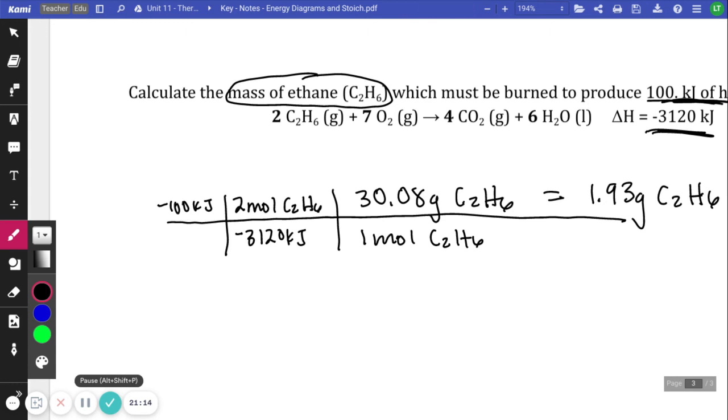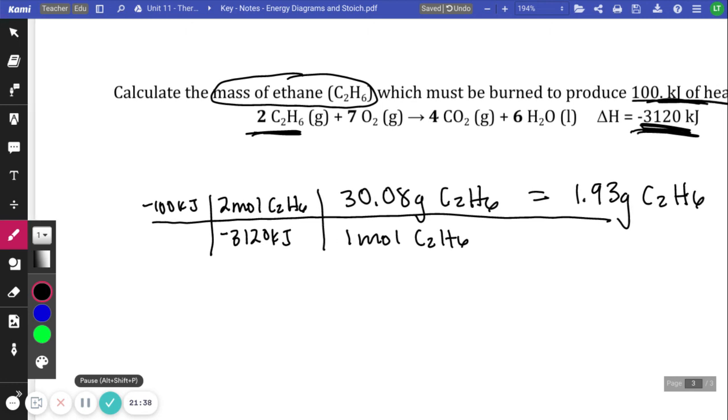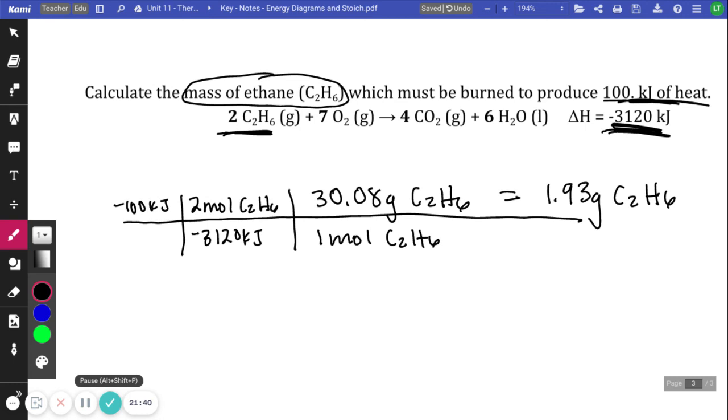So according to our reaction, for every negative 3,120 kilojoules, again, just from our delta H, we need 2 moles of C2H6. Now it asks for mass, so we don't want moles of C2H6, so drop it low, and then used our molar mass to convert to mass of C2H6, multiplied across the top, divided by the bottom, and got 1.93 grams of C2H6 as our answer.